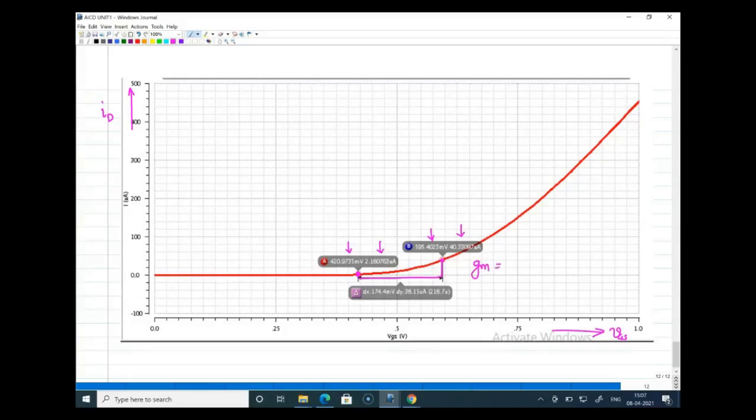gm is delta ID by delta VGS, right? So if you can see, you can calculate. At point A, the voltage is 420 millivolts and the current is 2.18 microamperes. At point B, the voltage is 595 millivolts and the current is 40 microamperes. So when you do dy by dx, you will get gm, and if you calculate that, you get approximately 218 microampere per volt. So this is the ID versus VGS characteristics.